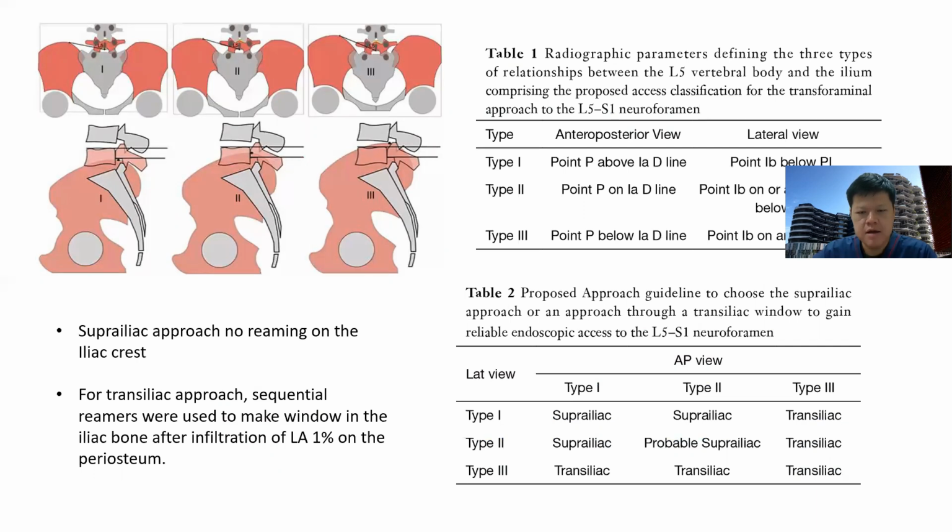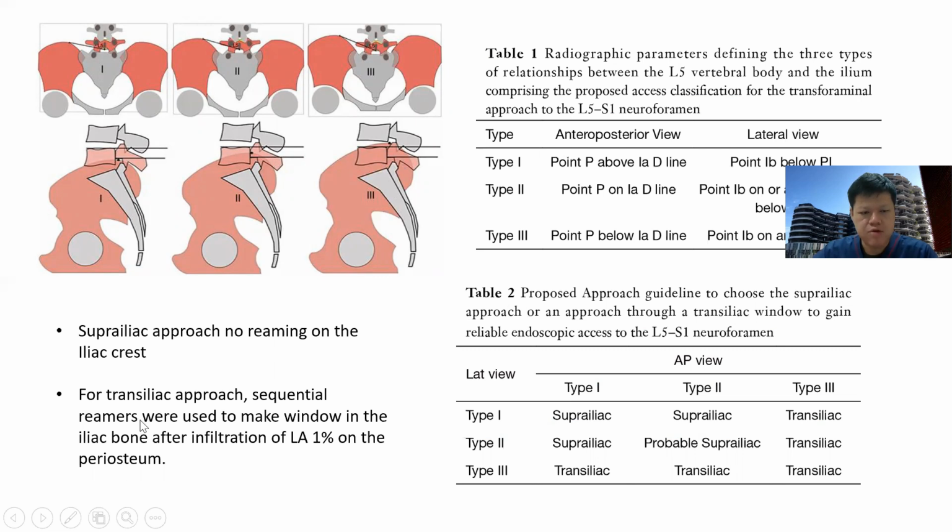They find that for type 1 and type 2, a suprailiac approach is probably possible. For type 3, I think they recommend a transiliac approach. Type 3 means that the iliac crest is way higher than the pedicle line, and also way higher than the inferior aspect of the pedicle.